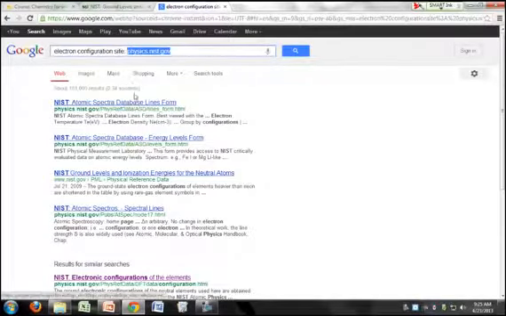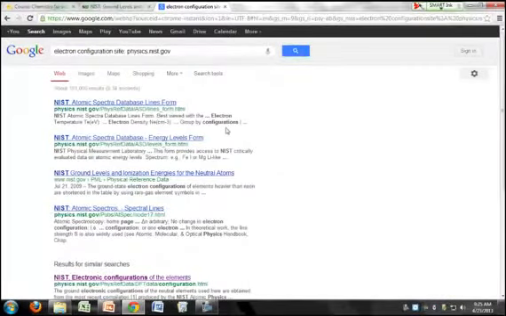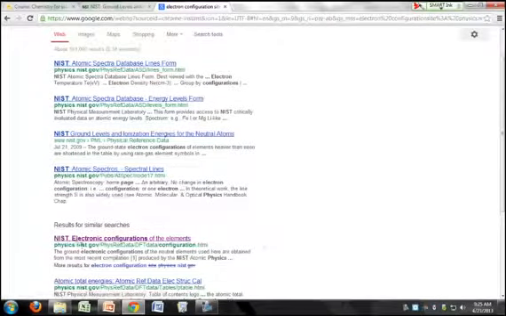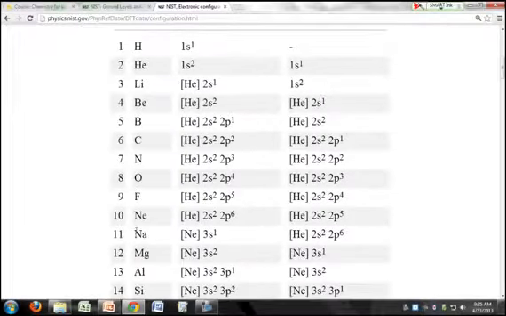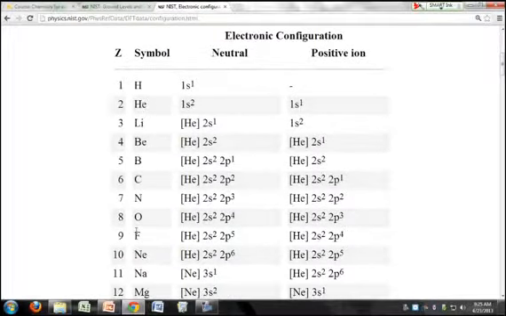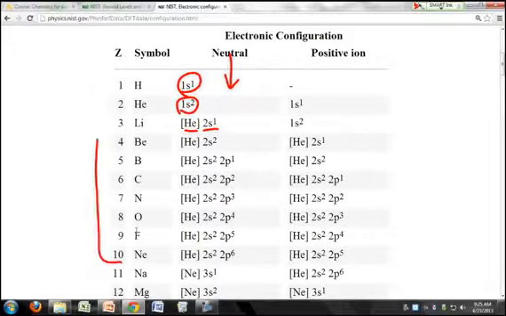In which case this is physics.nist.gov. And if you did that, you'll find one of the links there would be here, electronic configurations of the elements. Okay, and here's the electron configurations for the neutral atom right here in this column. So you'll notice ground state for hydrogen's 1s1, helium's 1s2, lithium has 3 electrons, so helium core 2s1, so 3 through 10, that's row number 2 of your periodic table.